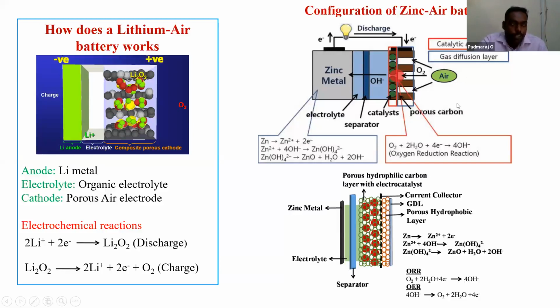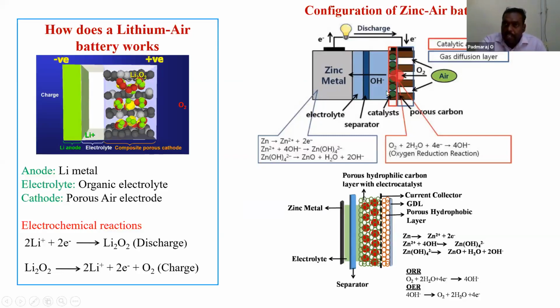So what will happen? This humidity, that is water content, may enter through the porous structure and spoil the electrolyte as well as the anode. To avoid that humidity, we have to use a hydrophobic layer on the outer surface. In the air electrode configuration, this is the outer facing surface and this is the inner facing surface. The inner surface should be hydrophilic and the outer surface should be hydrophobic.